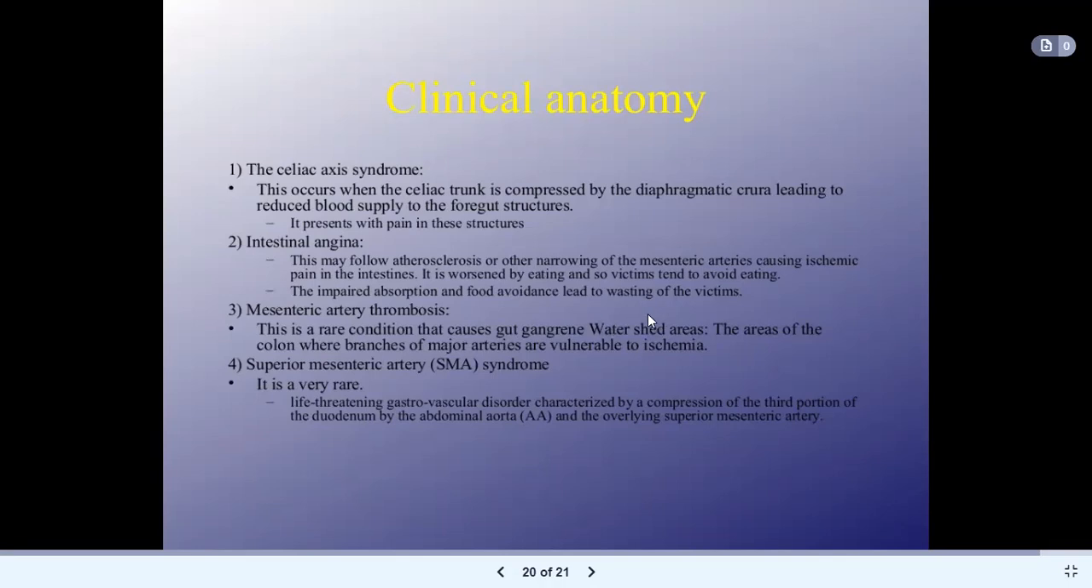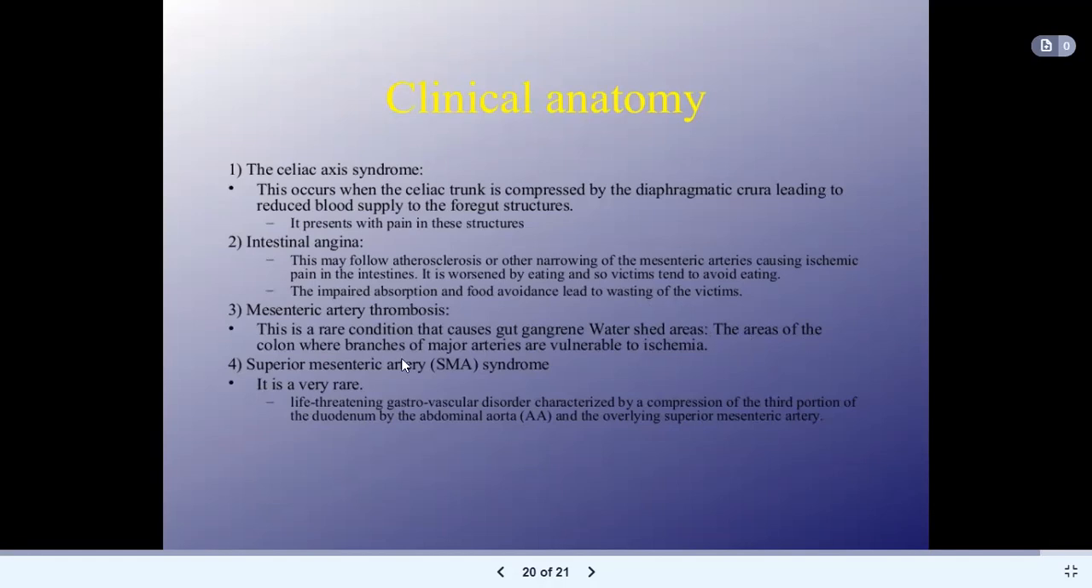The whole entire gut will not be blocked. It depends on which part of the mesenteric artery will have the thrombosis, which of the branches will have the thrombosis. So that area is what we call watershed areas. These areas are the places where blood cannot get to because there is thrombosis of the blood vessel.